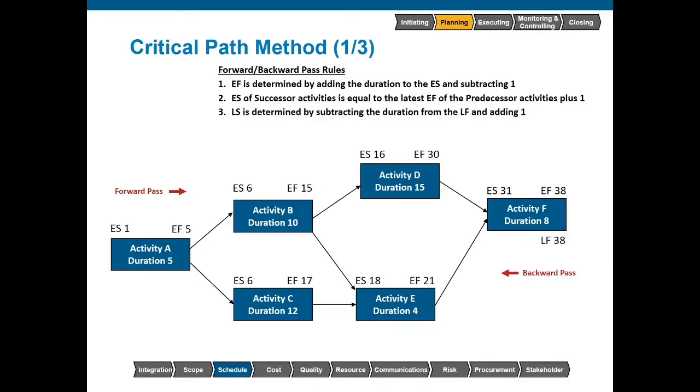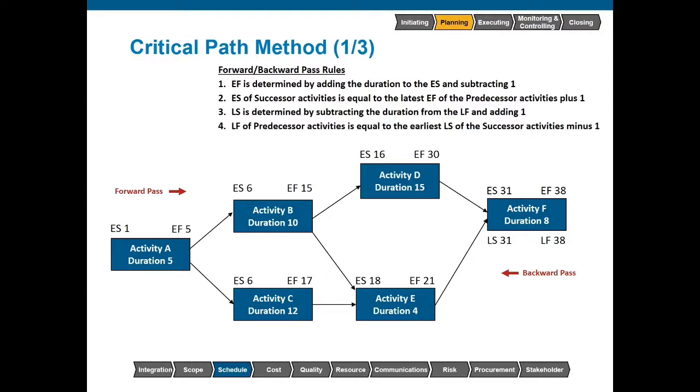We're basically going to do the opposite of what we were doing previously. So to calculate our late start, we're going to start with our late finish, subtract the duration, but then add 1. So we'll do 38 minus 8 plus 1, which would give us 31. Our final rule for the critical path method as we are doing the forward and backward paths: the late finish of a predecessor, the way that we will determine this, we're going to take the late start of a successor and then minus 1. So in the case of activity F, we have two predecessors, activities D and E.